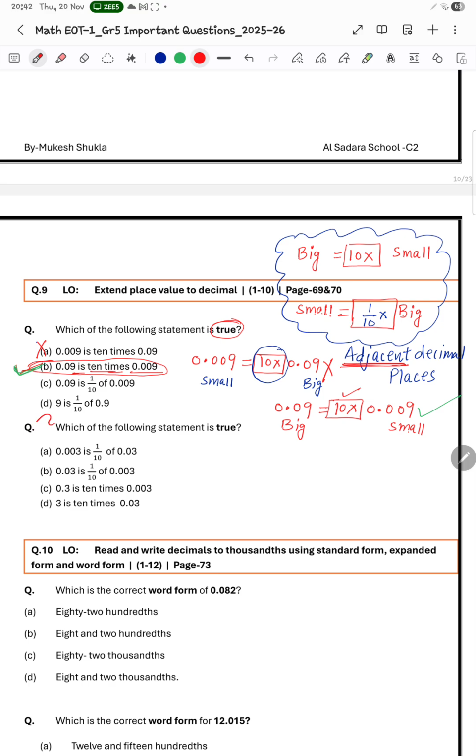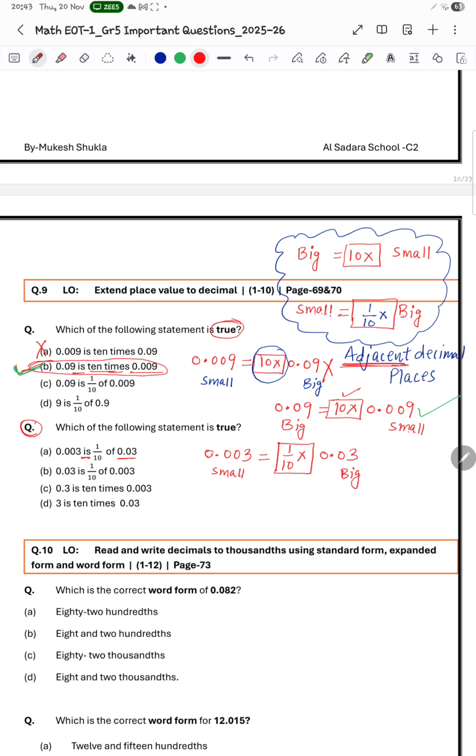Now come to the second part. I will follow the same rule as I explained above. So let us check option number A. It is saying 0.003 equals 1/10 times 0.03. So this is what? Small. This is what? Big.